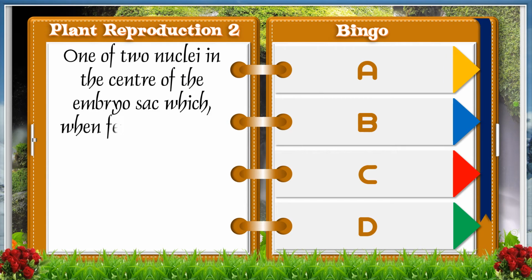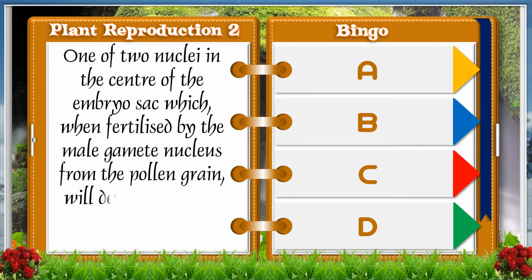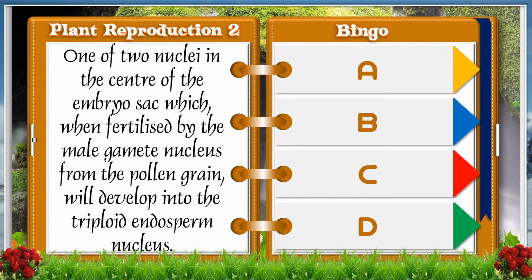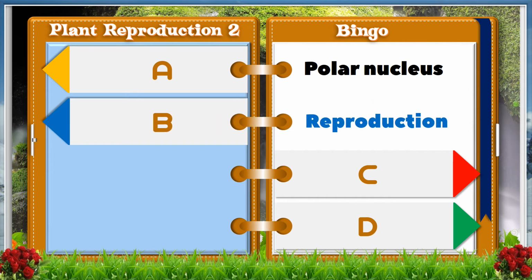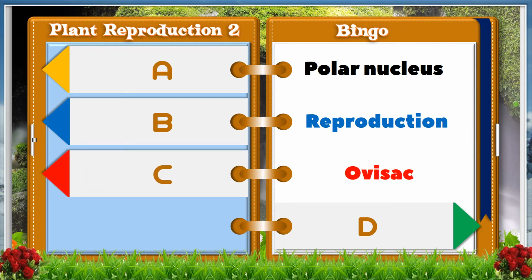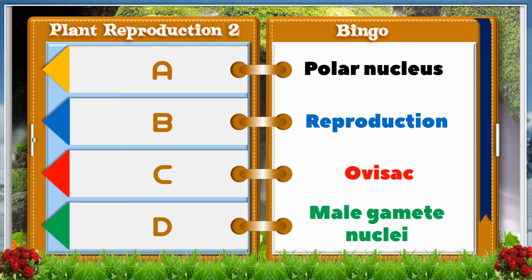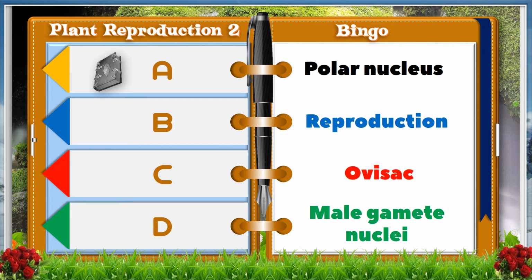One of two nuclei in the center of the embryo sac, which when fertilized by the male gamete nucleus from the pollen grain, will develop into the triploid endosperm nucleus. A. Pollen nucleus. B. Reproduction. C. Ovisacs. D. Male gamete nuclei. And the answer is A. Pollen nucleus.